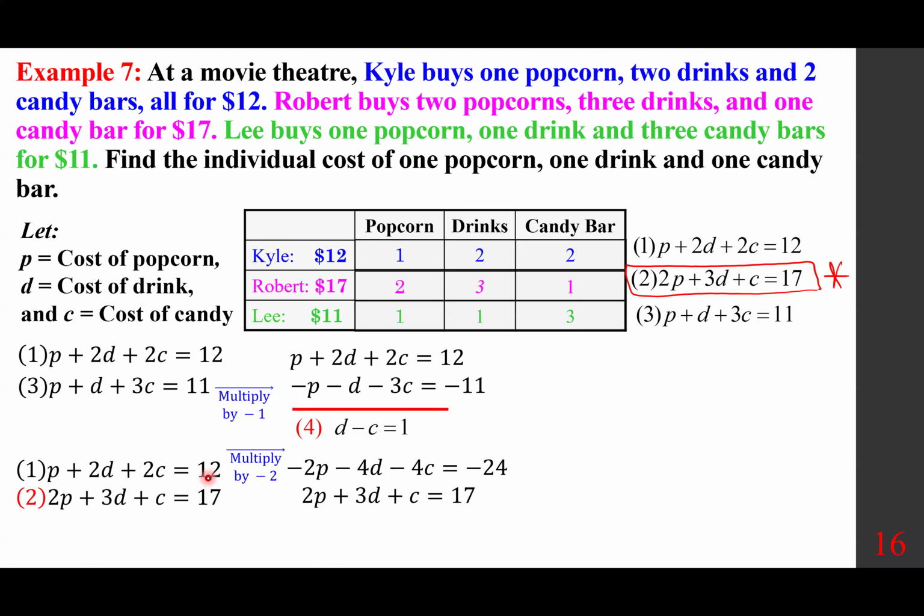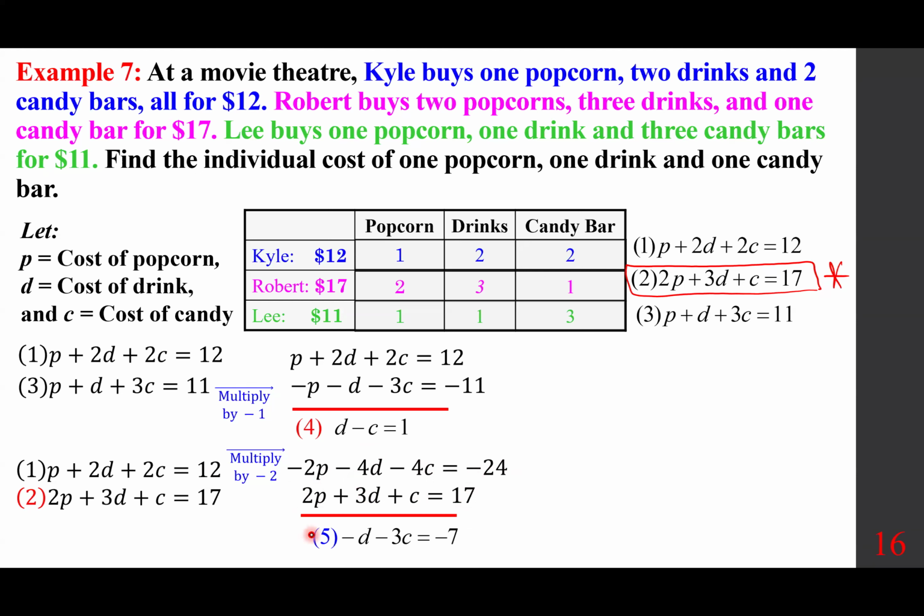Combine them. These two cancel each other. These two add up to negative d. These two add up to negative 3c. These two add up to negative 7. And we call it equation number 5.